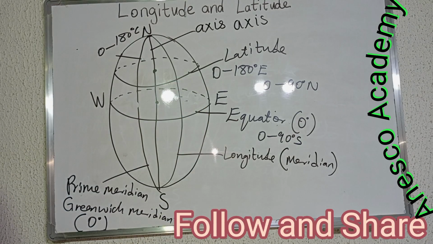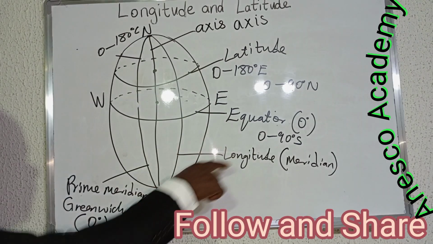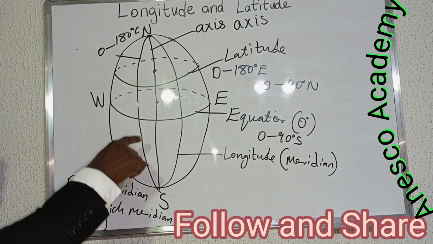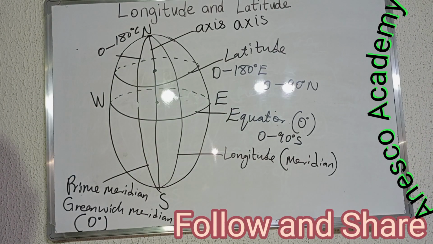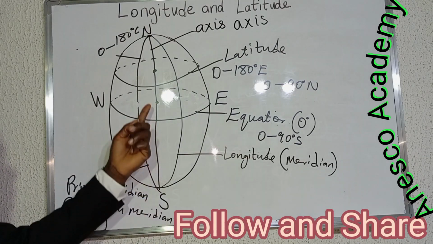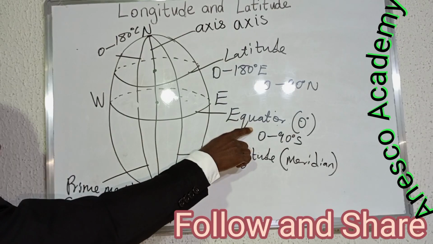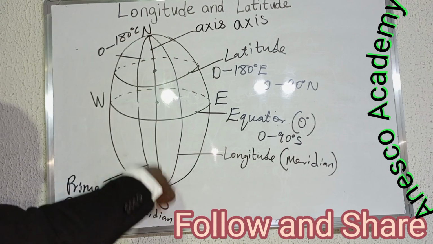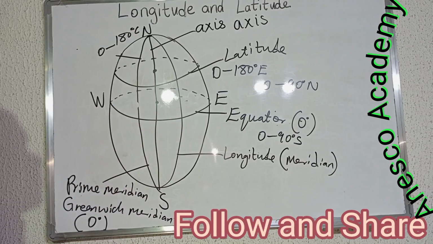Let's look at the difference now. Difference number one is that longitude runs from north to south, while latitude runs from what? East to west. All right. Now all the lines of longitude have their center as the center of the earth. Meanwhile, latitude, except equator, other ones have their center along the axis, but not where the center of the earth is.